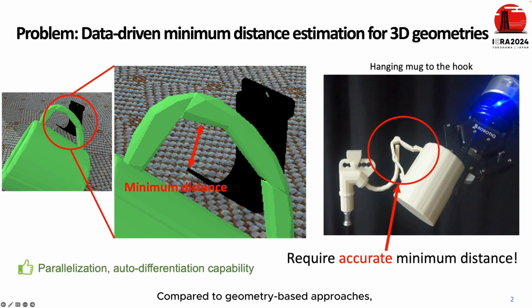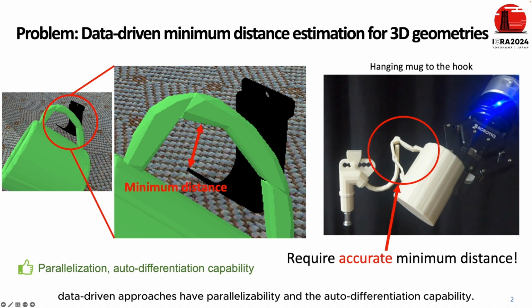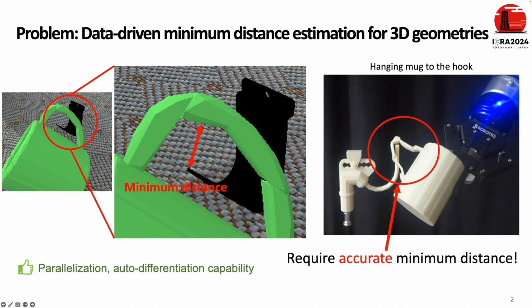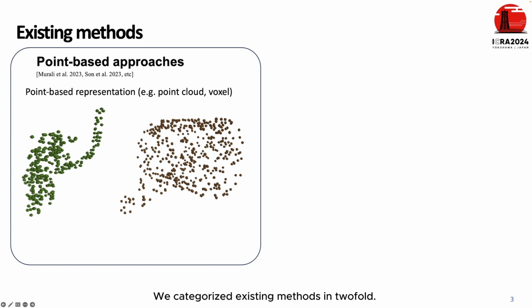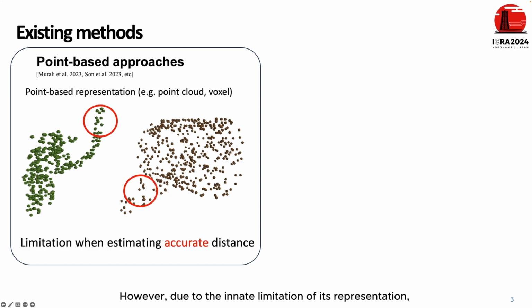Compared to geometry-based approaches, data-driven approaches have parallelizability and the auto-differentiation capability. We categorized existing methods in twofold. One representative approach is utilizing point-based representation. However, due to the innate limitation of its representation, these approaches mostly suffer from low accuracy.